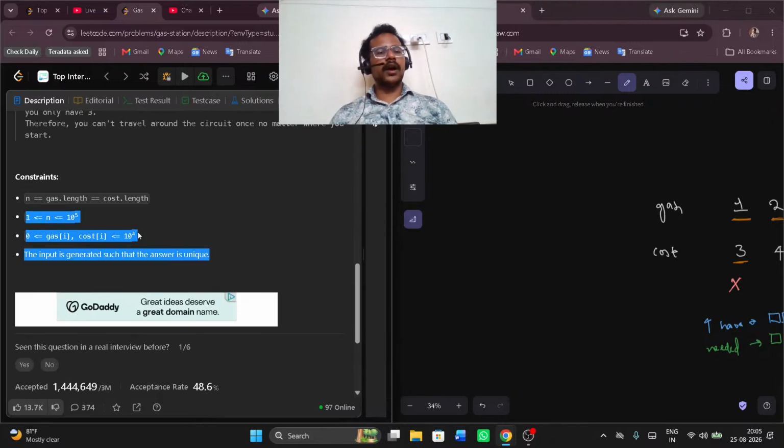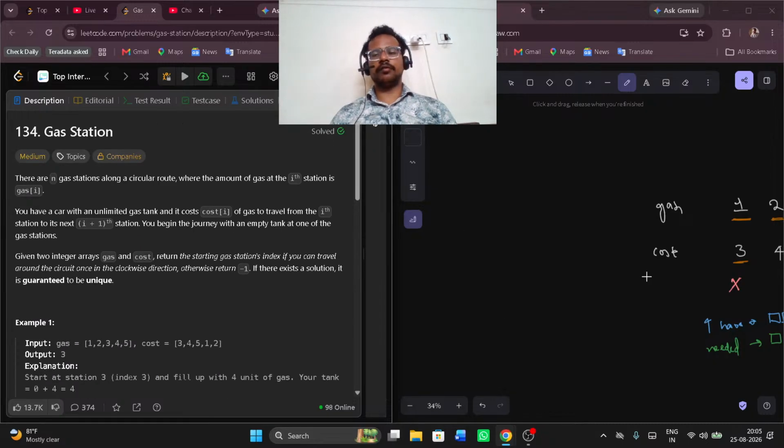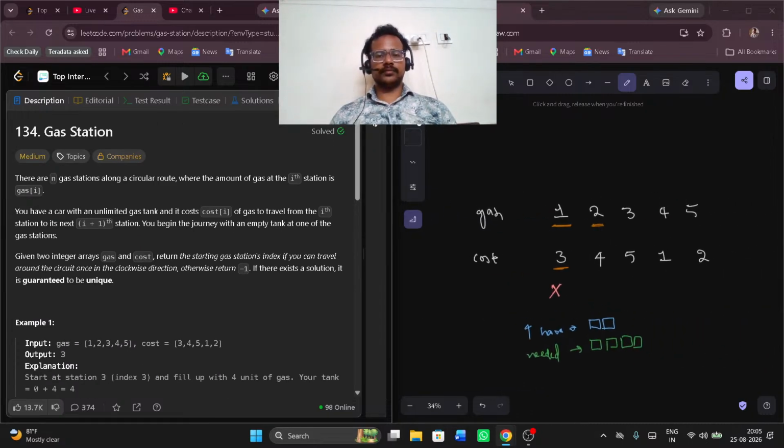So this is our problem, and let us look at the constraints: 1e5 for n, and 1e4 for gas[i] and cost[i]. Okay, so is it possible here? No.